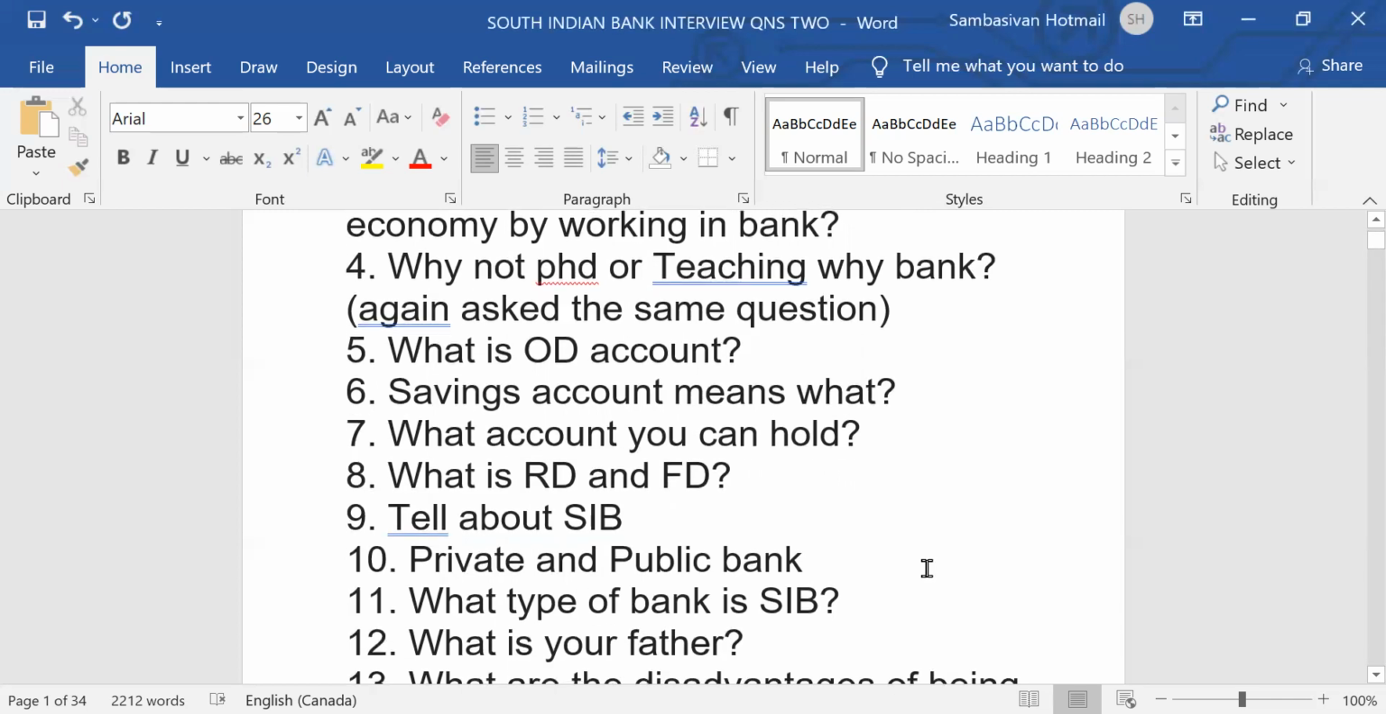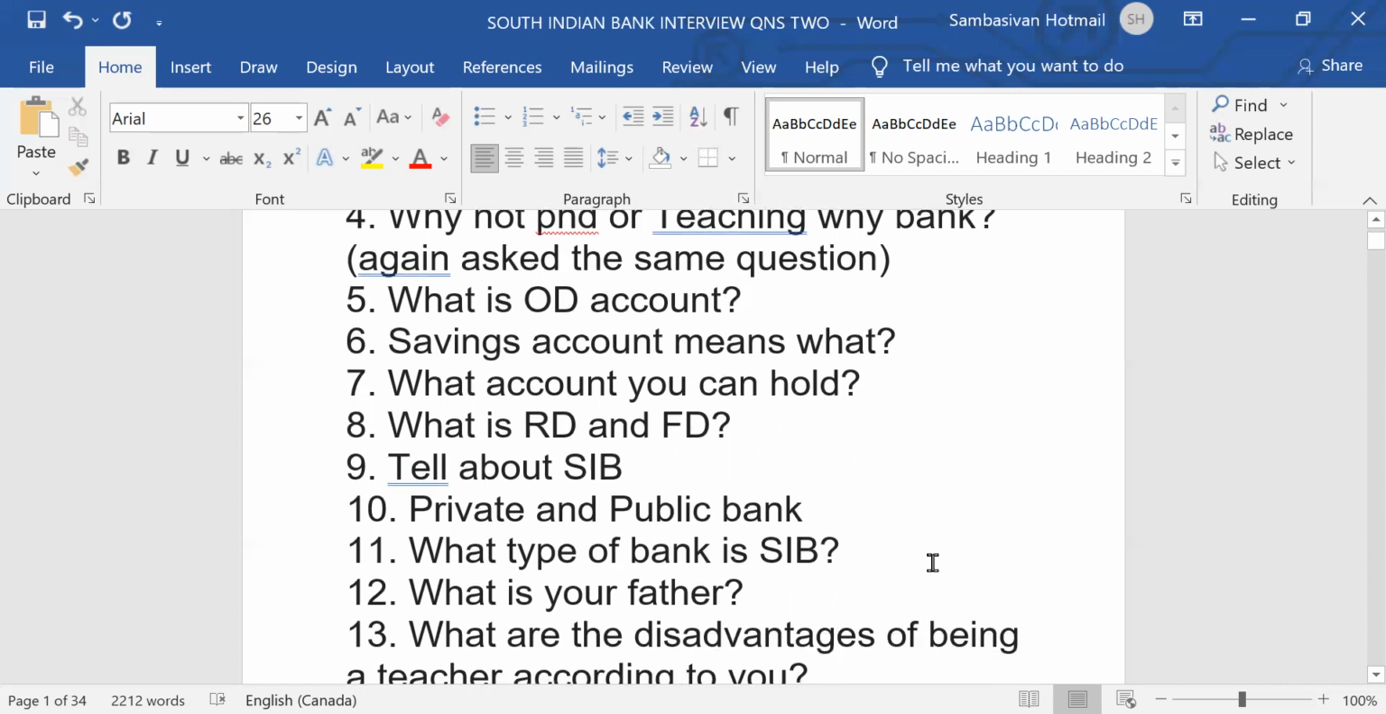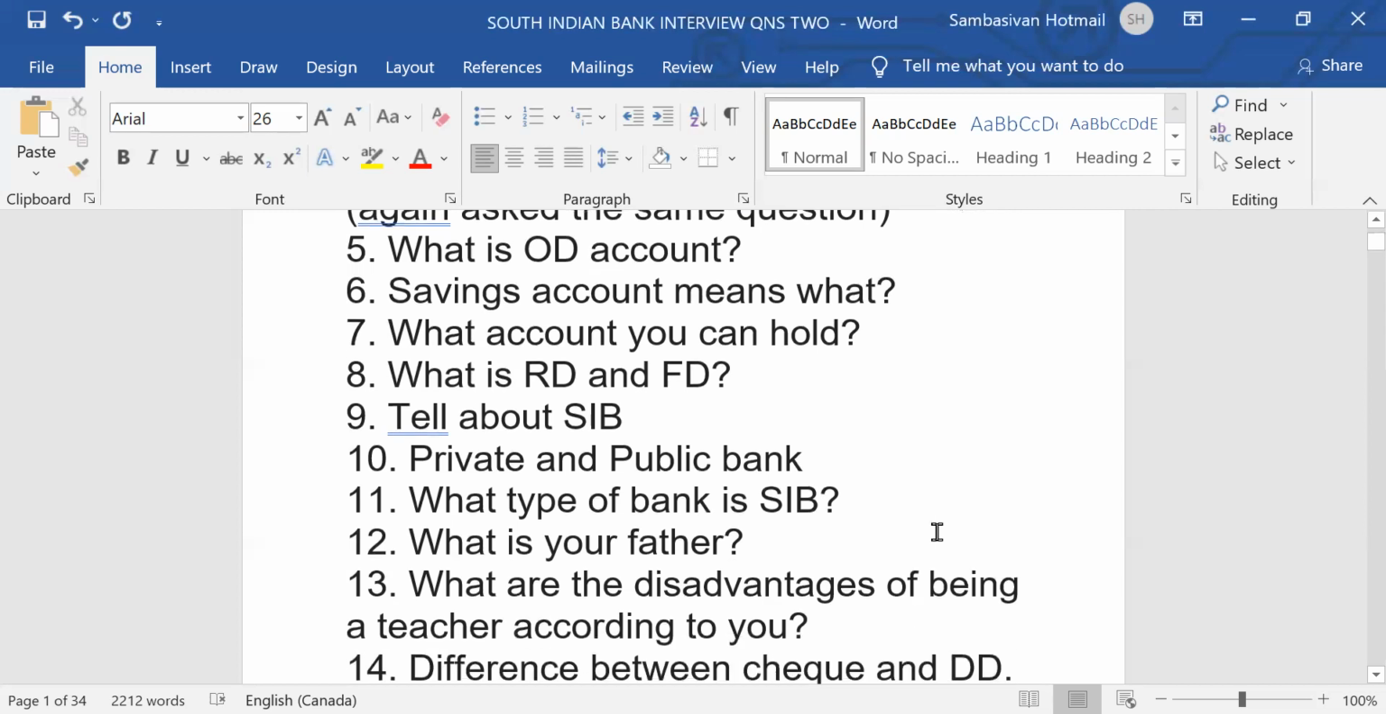Then what is a private bank and public bank? A private sector bank is one where the investment of the government is less than 50%. A public sector bank is one where the investment of the government is more than 50%. What type of bank is S.I.B? S.I.B is a private sector commercial bank, a scheduled commercial bank. Scheduled commercial bank means a bank which is included in the second schedule of the RBI Act.